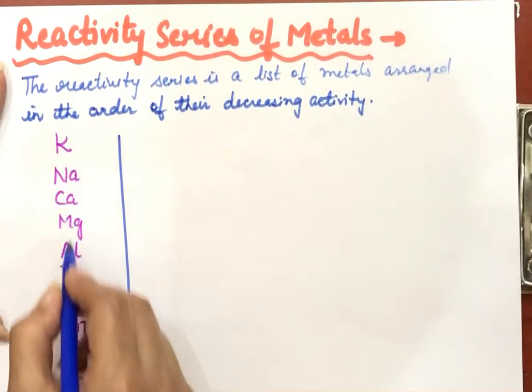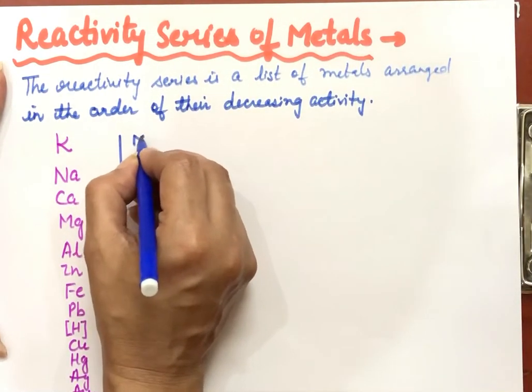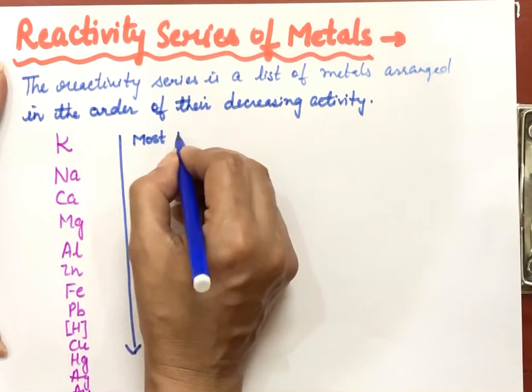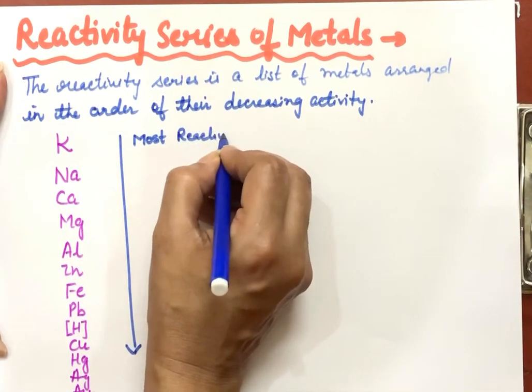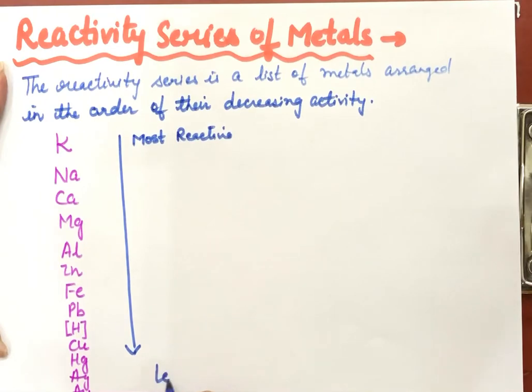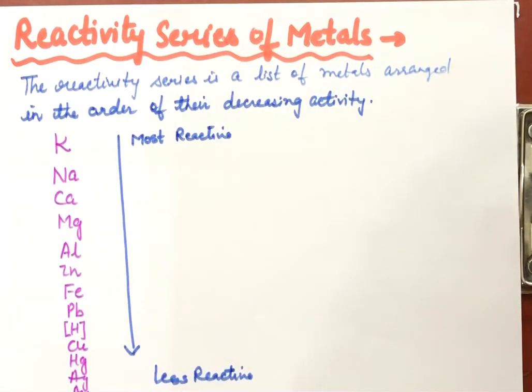As we go down in this series, the reactivity is decreasing. So most reactive metals are on the top and the less reactive metals come at the bottom of this series. So this series is known as reactivity series of metals.